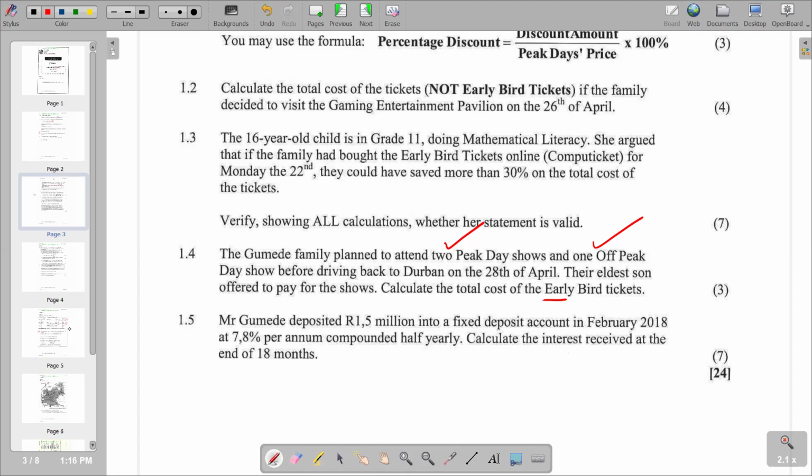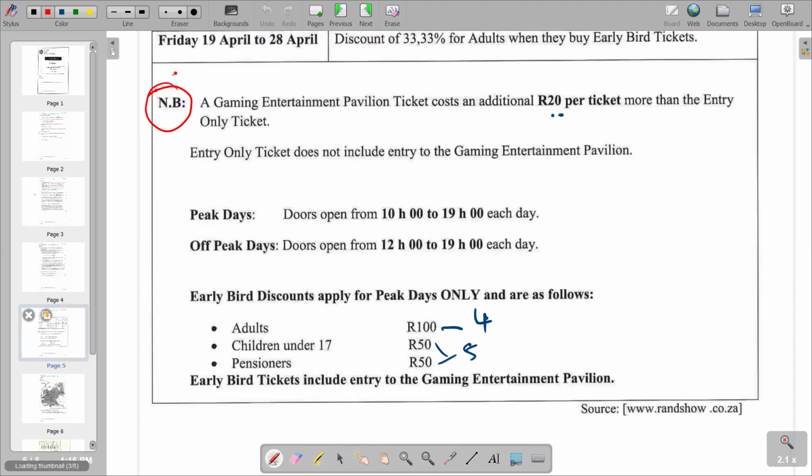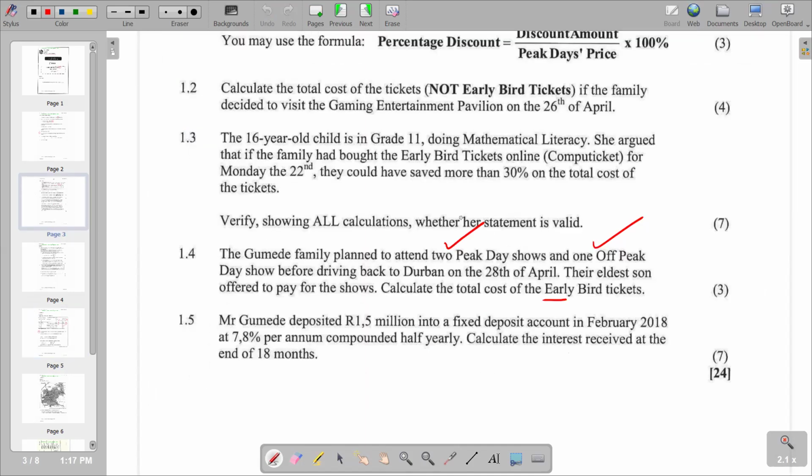So if we go back, we are going to see that for the early bird tickets, they apply only for peak days. They apply only for peak days, and then if you come here, you would see that we have got 2 peak days. So for off-peak days, there are no early bird tickets. So it means the calculation of early bird tickets is only going to apply on the peak days only, since that's where we've got early bird applying. So we are going to ignore the one off peak one.